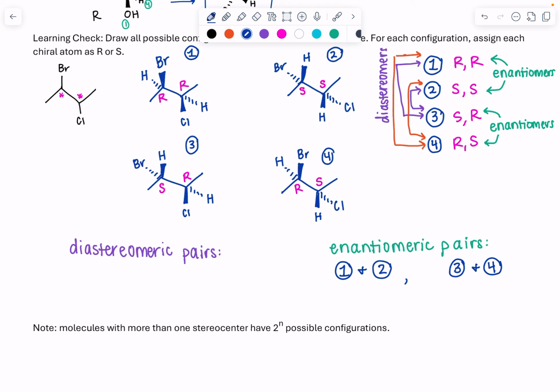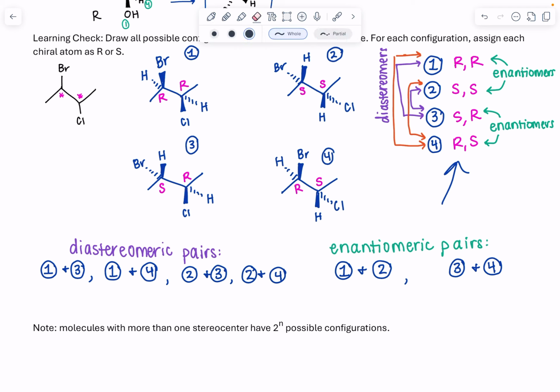For diastereomers, 1 and 3 are diastereomers, and then 1 and 4 are diastereomers as well. 2 and 3 are diastereomers, and then 2 and 4 are diastereomers. So we have 4 diastereomeric pairs, 2 enantiomeric pairs. And what I've just written at the bottom here is saying the same thing as what was drawn right there.